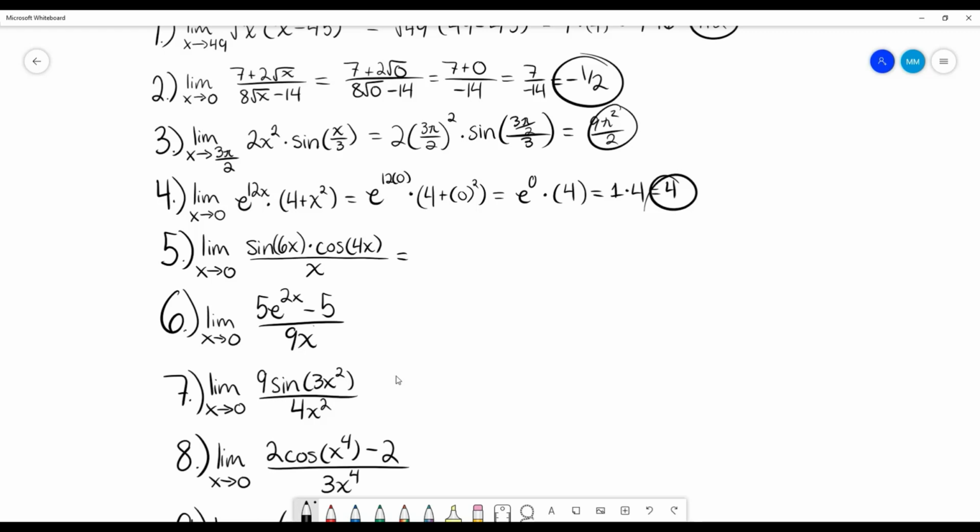And then I know that if I plug in this 0 to my cosine of 4x, that's going to be cosine of 4 times 0, or just cosine of 0, which we know is equal to 1. So this whole limit here just ends up equaling 1 times 1, or just 1. Oh, sorry, 6 times 1, or just 6. Because remember, we've got that sine of 6x over x.